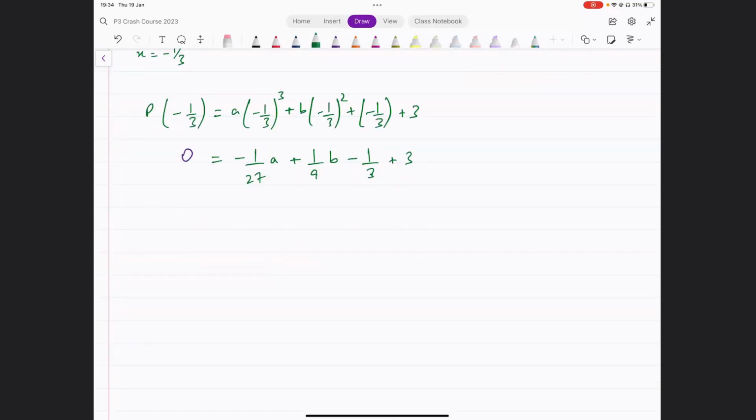Now we simplify this. Let's actually add these two first. They're going to give us minus 1 over 27a plus 1 over 9b. 3 minus 1 over 3, that is 8 over 3. And now you can multiply the whole equation by 27 to get rid of the fractions. That gives us minus a plus 3b plus 8 times 9. What's that? That is 72, I think. And from this, we get one equation, which is a minus 3b equals 72.